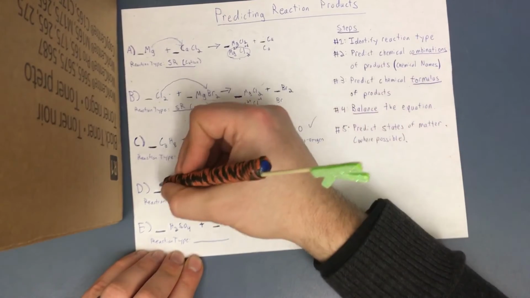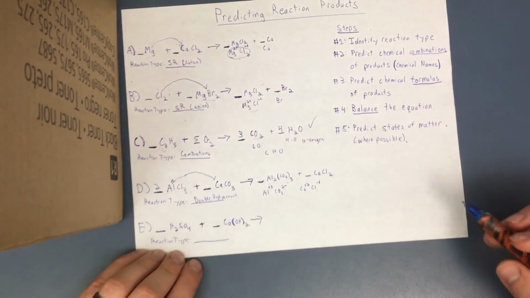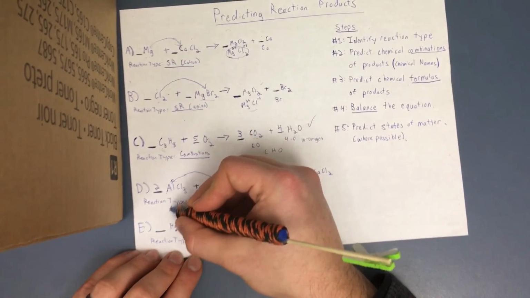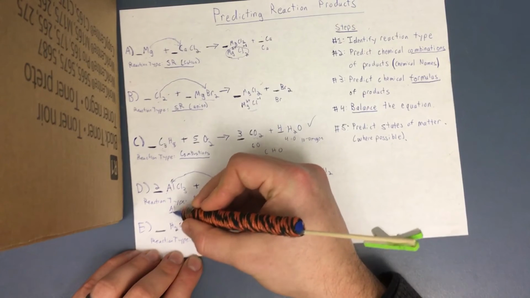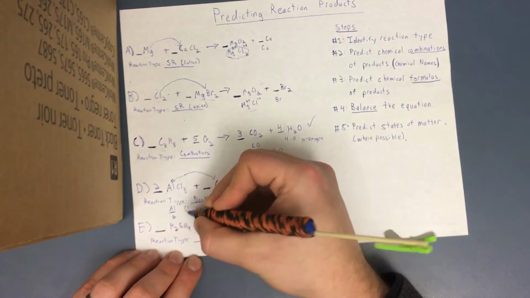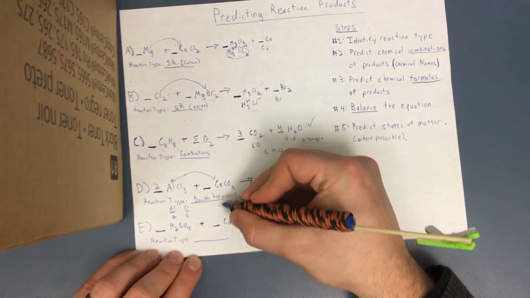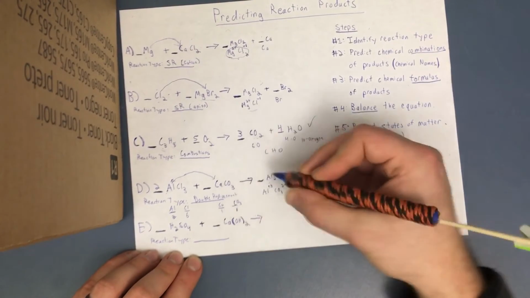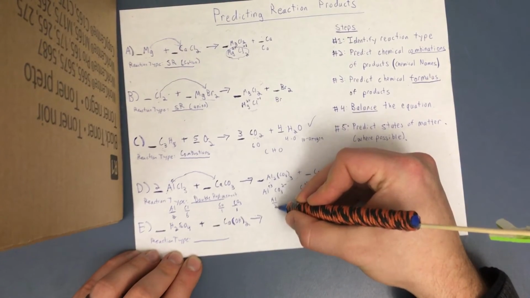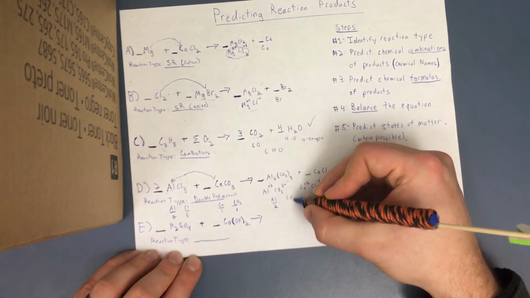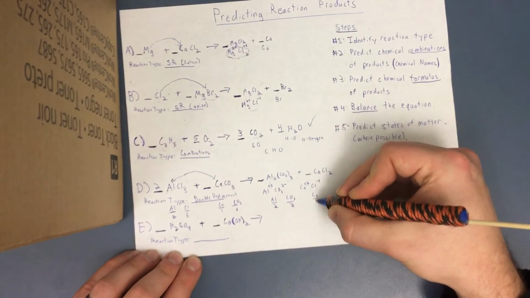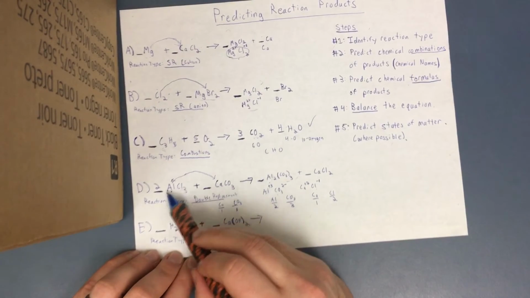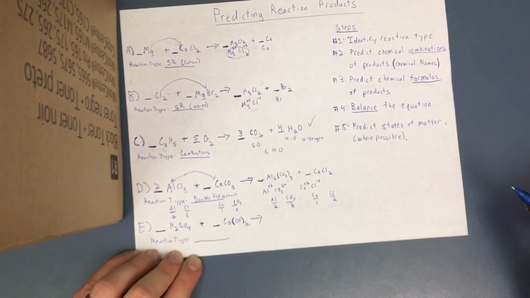In order to fix that, we place a 2 over here. If we're keeping track of the number of elements on each side, now we have 2 aluminums, 6 chlorines, 1 calcium, and 1 carbonate. And on this side, we have 2 aluminums, 3 carbonates, 1 calcium, and 2 chlorines. Again, we started with 1 aluminum and 3 chlorines, but once we multiply by 2, we got these numbers.